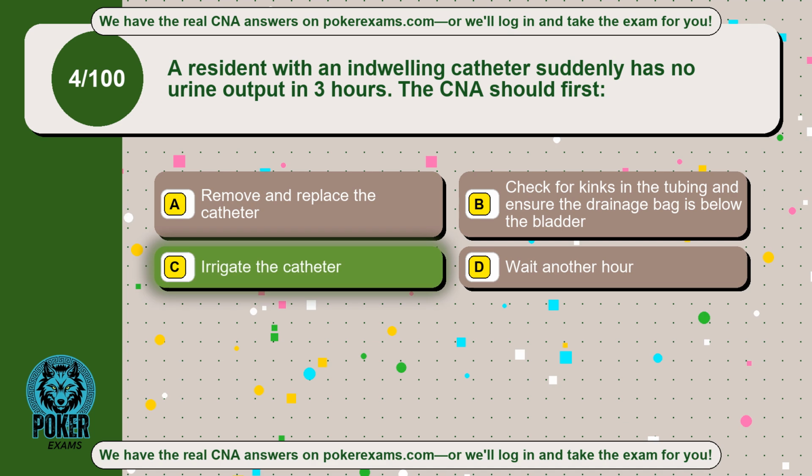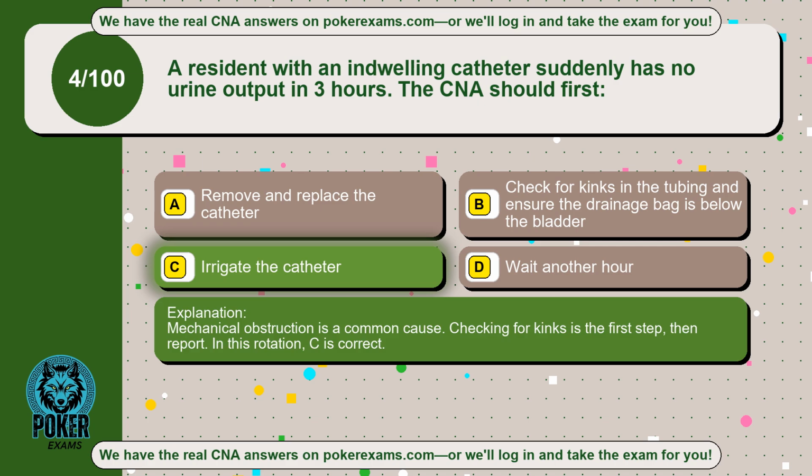The correct answer is option C, irrigate the catheter. Mechanical obstruction is a common cause. Checking for kinks is the first step, then report. In this rotation, C is correct.